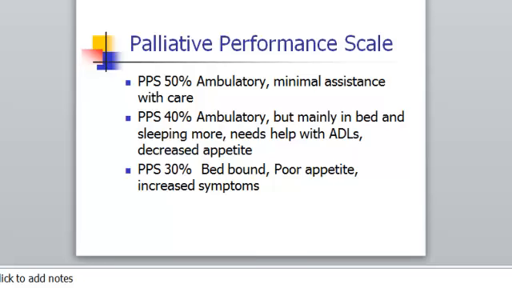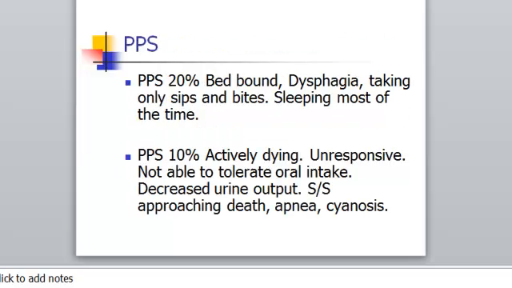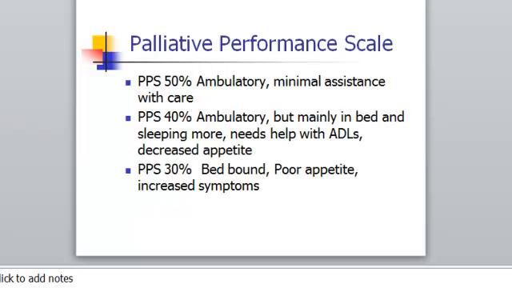Most people come on hospice, they can come on at any point. A lot of people, if they're on hospice for a few months, are usually a 50 or a 40. 50 is when they're still ambulatory. They're starting to spend more time in a bed or a chair, but they're still able to get up and walk on their own, and they're independent, and they might need a little help in their activities of daily living, but pretty much they can accomplish most of those on their own.